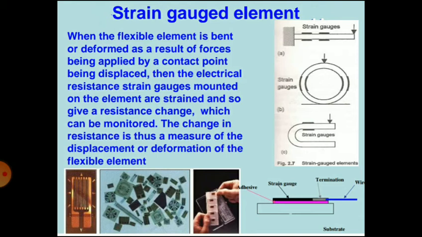When the flexible element is bent or deformed as a result of forces applied by the contact point being displaced, then the electrical resistance strain gauges mounted on the element are strained, and this gives a resistance change which can be monitored. The change in resistance is thus a measure of the displacement or deformation of the flexible element.